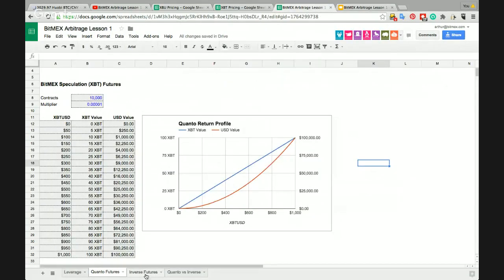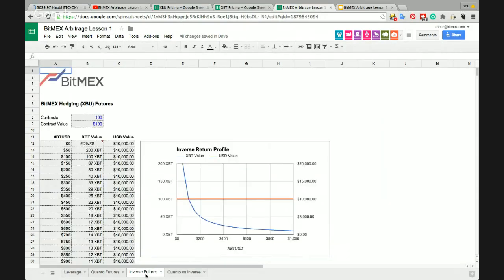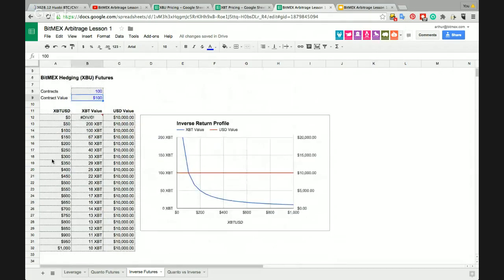Please refer to the inverse futures tab. So here we have 100 contracts of XBU futures with a contract value of $100, and then the same spot price from zero to 1,000. And now we have the graph of our US dollar and Bitcoin return. Now, as I said, the US dollar value of this contract is fixed at $10,000. And as we see, at any price, our contract is worth $10,000.